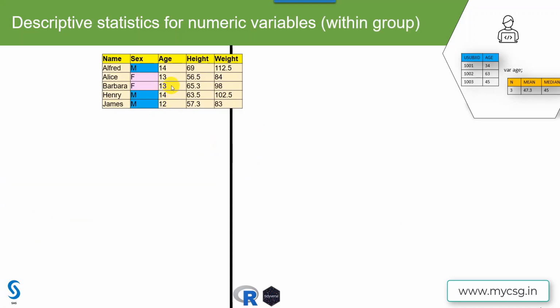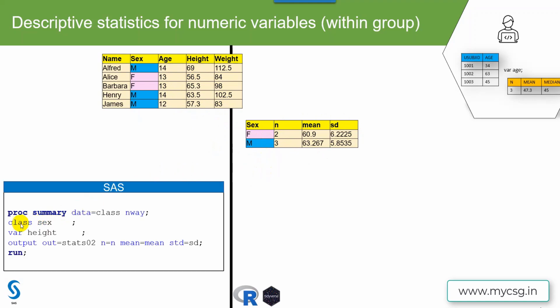So again, let's say we have the same input data set, but we want the summary now to be appearing for males and females separately. So how do we do this in SAS? All we need to do is add the variable which we want to classify the summary separately into. So here we want the summary based on the values of males and females, which is present in a variable named sex. So we are adding that as a classification level or grouping level.